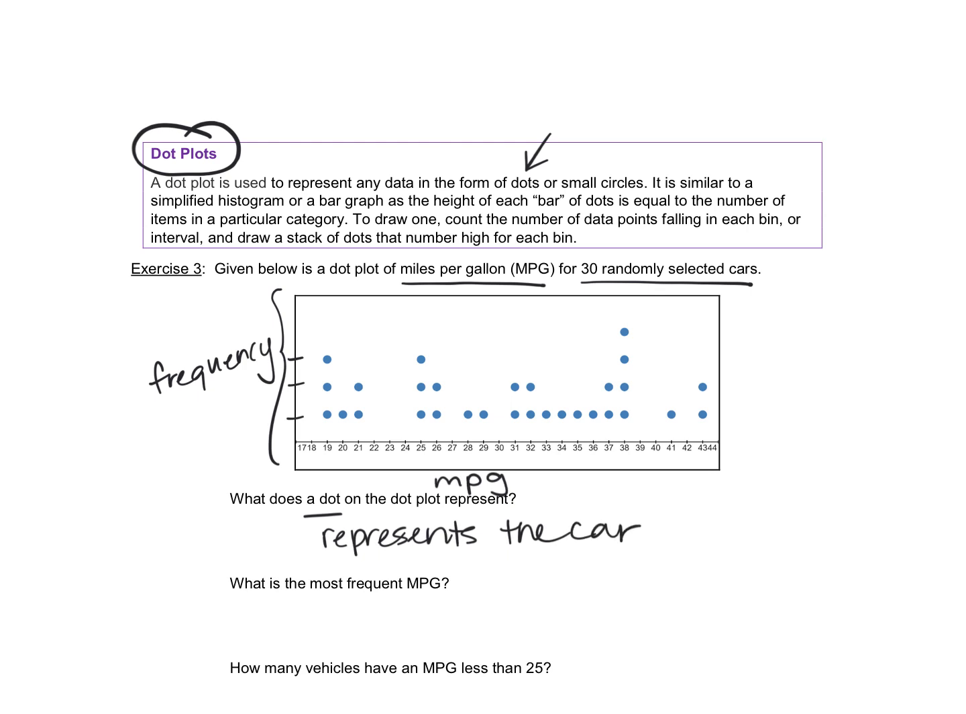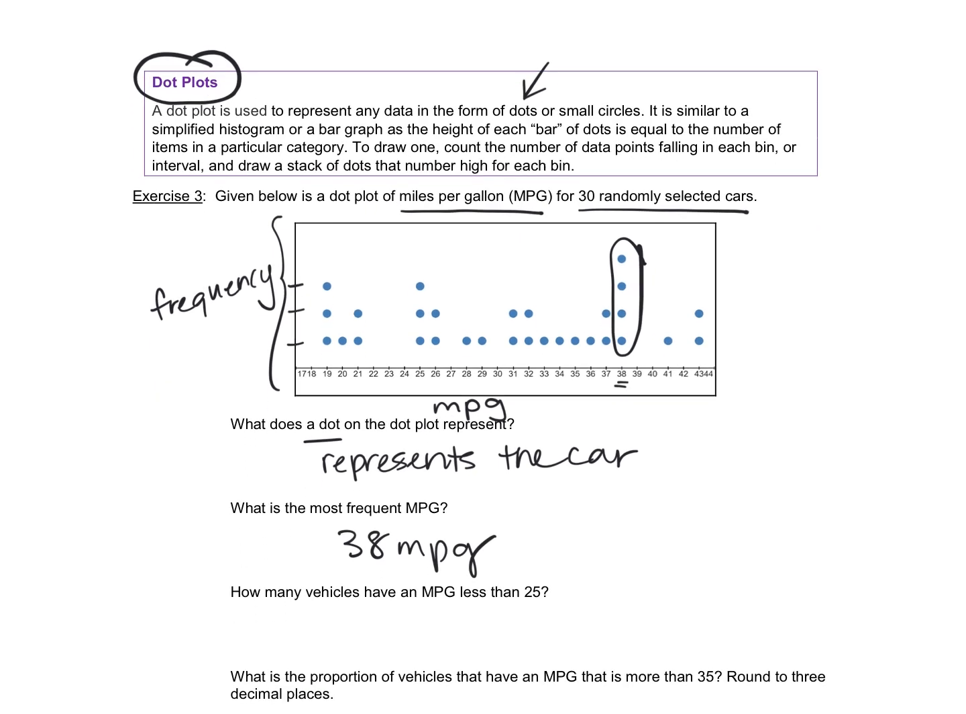And what is the most frequent MPG? So we want to see the one that is stacked up the most, which would be this one. It has 4 cars that are at 38. So 38 MPG would be the highest.